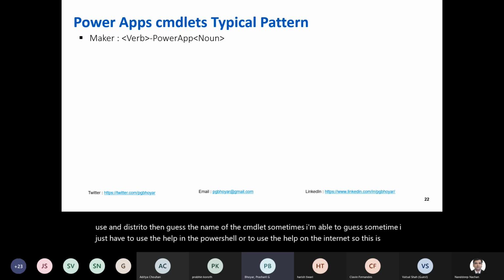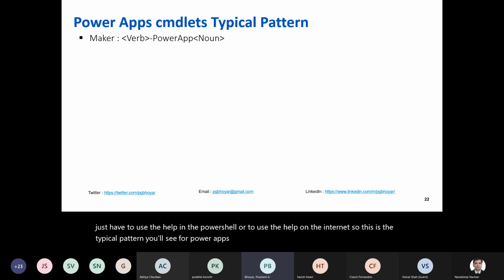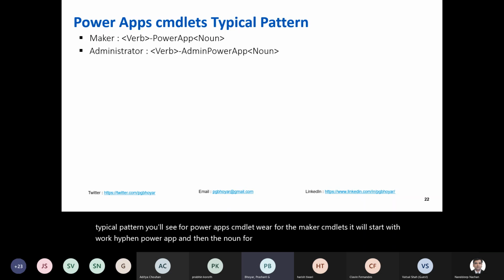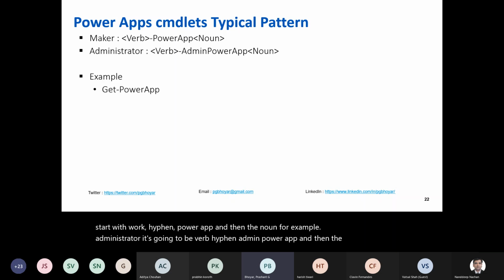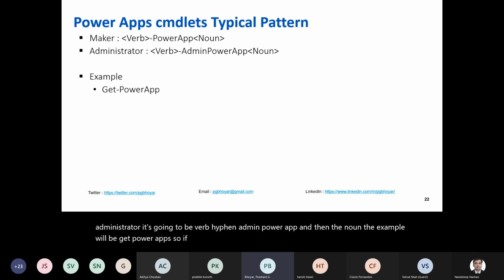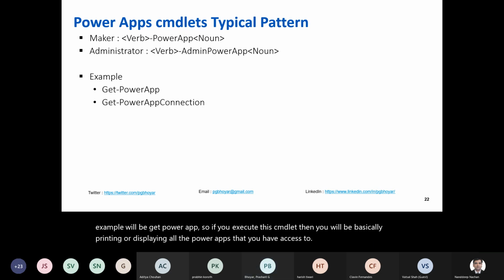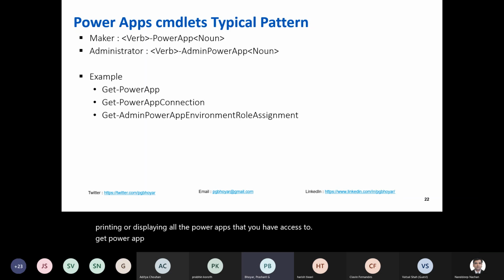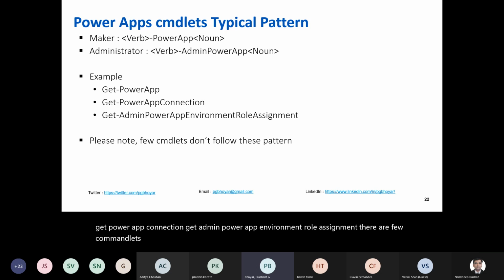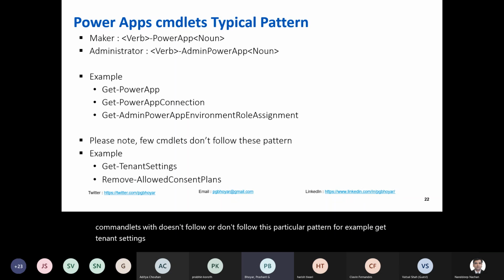This is the typical pattern you'll see for Power Apps commandlets. For the maker commandlets, it will start with the verb, hyphen, Power App, and then the noun. For administrator, it's going to be verb, hyphen, admin Power App, and then the noun. An example would be Get-PowerApp. If you execute this commandlet, it will display all the Power Apps that you have access to. Other examples are Get-PowerAppConnection and Get-AdminPowerAppEnvironmentRoleAssignment. There are a few commandlets which don't follow this particular pattern, for example Get-TenantSettings and Remove-AllowedConsentPlans.